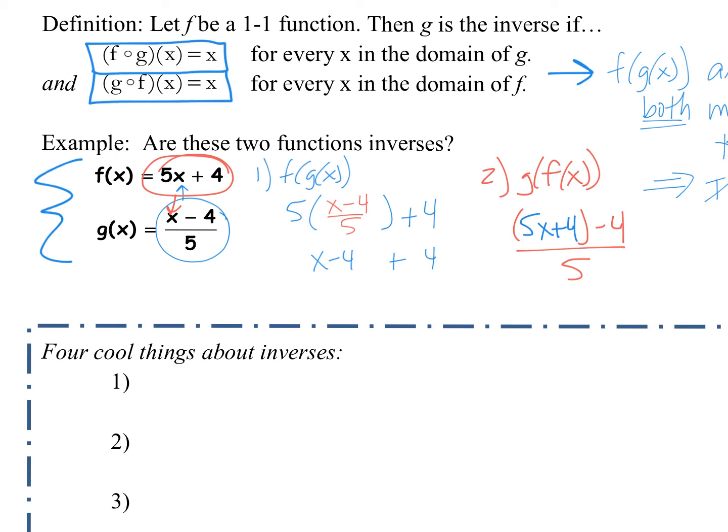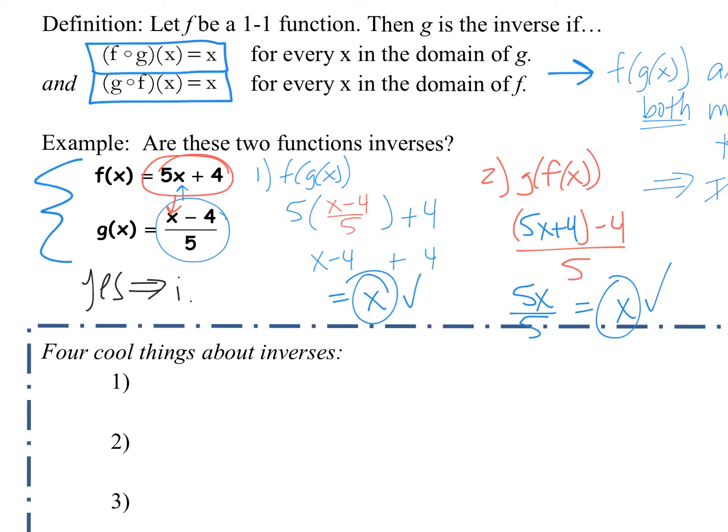And so first of all, what you can see is that this plus 4 and this minus 4 are going to cancel, because I'm just adding everything on the top. And that's going to give me 5x over 5, which is x. And I lost my x over here. So since both of them simplify to x, that means that yes, these are inverses. So I'm just going to write that here. Yes, they are inverses. This is the work that you have to show. You have to show f of g equals x, and you have to show g of f equals x.